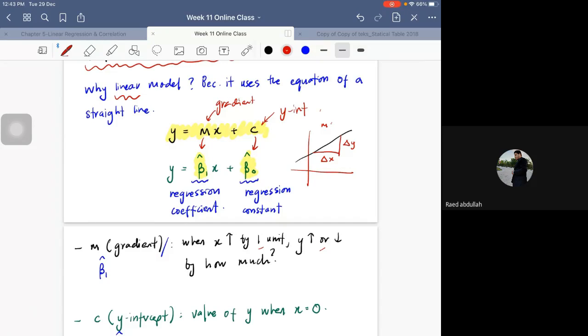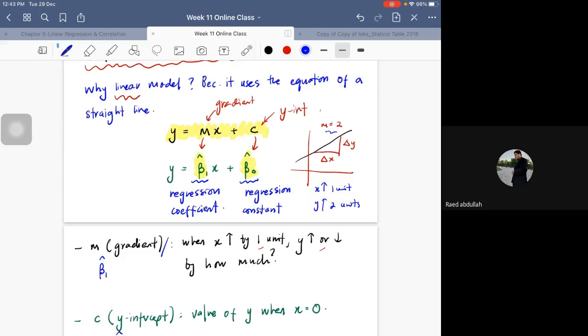For example, let's say this is going to be my gradient, I have m equal 2. So what does m equal 2 mean? m equal 2 means that when my value of x increases by 1 unit, specifically by 1 unit, what happens to y? So y also increases by 2 units. So that is what it means by the value of the gradient.